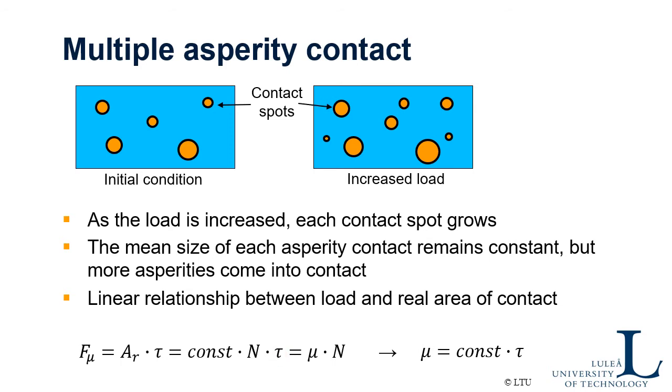And that shows you that the mu is simply the constant multiplied by the shear strength, and it's independent of the load then, as long as the shear strength is a constant, of course. There could happen things in the contact spots that changes this, so that makes the friction coefficient also to vary with load or speed, for example.